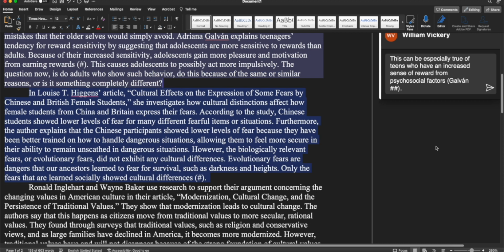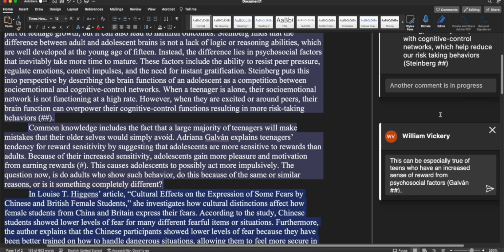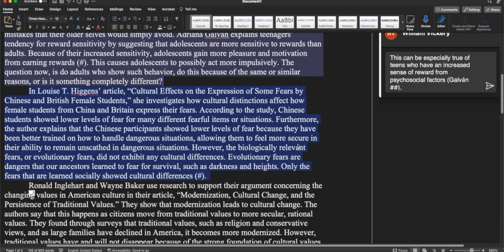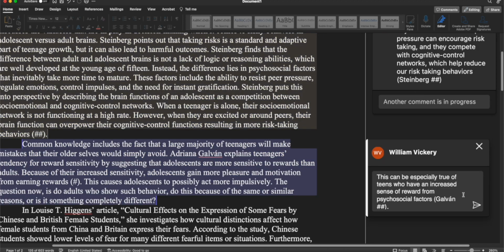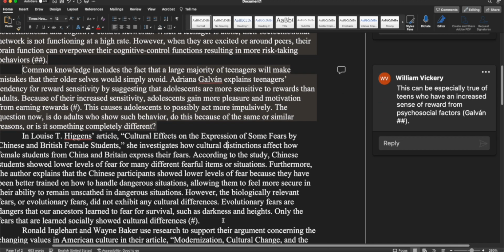So, okay, we've got here, first is psychosocial factors versus cognitive control, especially true of teens who have an increased sense of reward. We're going to have to rearrange the structure, but that's okay. We're just getting our paraphrases out there. We're just paraphrasing. Command enter to post, yes. Now I'll go down to this one.